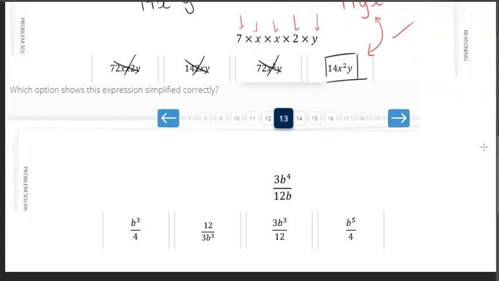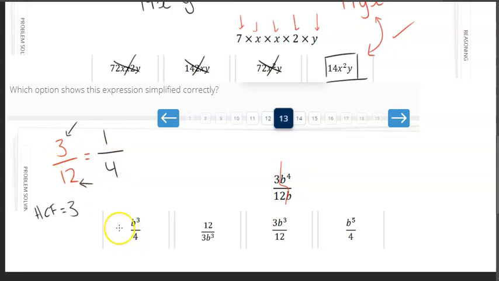Which option shows the expression simplified correctly? Now this one can be considered a bit of a tricky one because we have this fraction line, which is a division. First we want to see the number component to it. So let's split this up into two parts. 3 over 12. You can use your calculator for this, but because it's a simple fraction, what number can go into both 3 and 12, that's considered the highest common factor? In this case, 3 can go into both 3 and 12. 3 goes into 3 once, and 3 goes into 12 4.